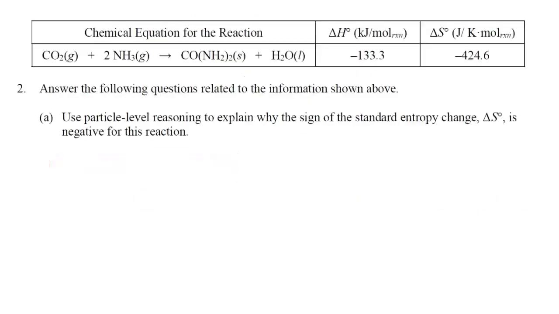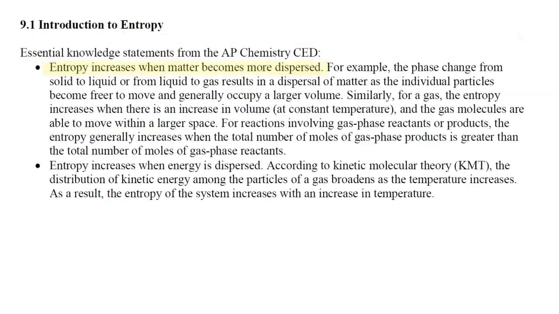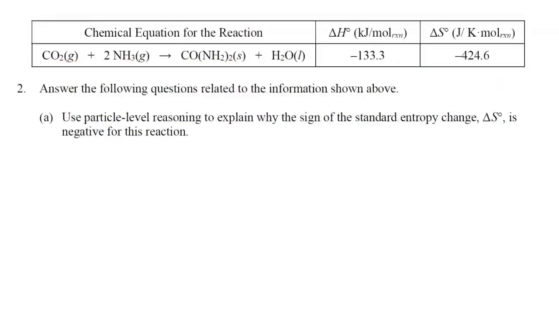Now let's take a look at question 2. Question 2 says, answer the following questions related to the information shown above. Part A, use particle level reasoning to explain why the sign of the standard entropy change, or delta S, is negative for this reaction. So this question falls under topic 9.1, Introduction to Entropy, and the first sentence in that first essential knowledge statement says, entropy increases when matter becomes more dispersed. Now let's take a look at the reactants and the products for this chemical equation.